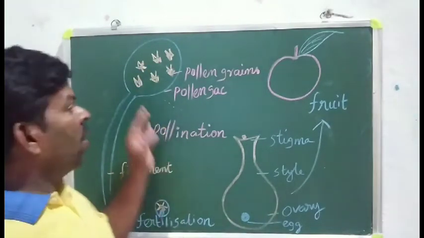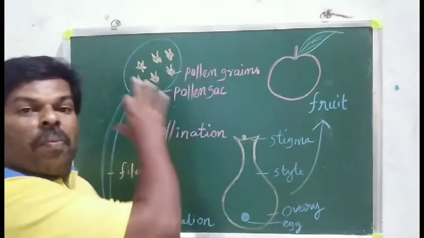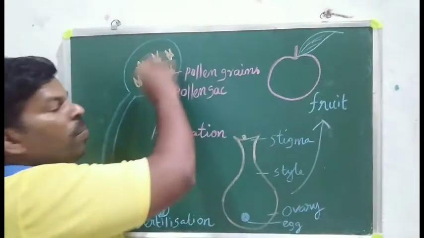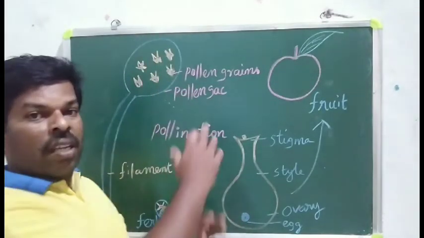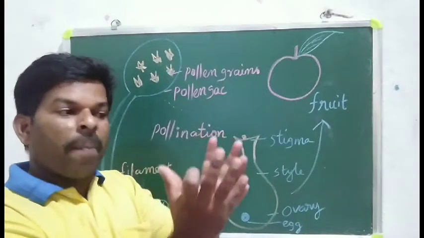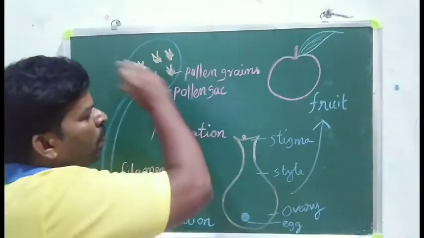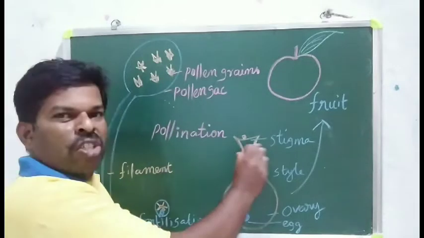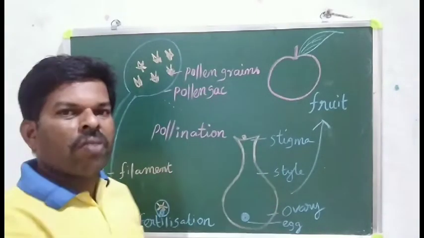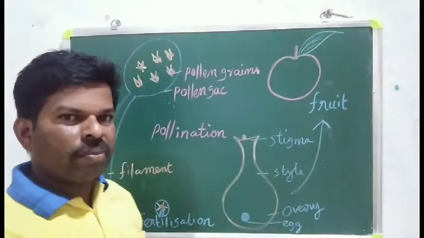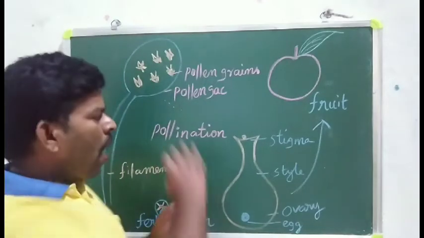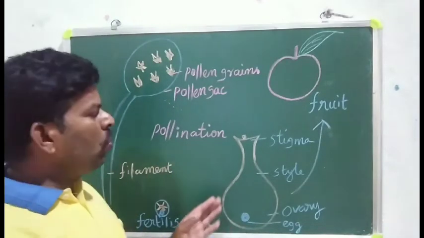Understand clearly. These are pollen grains. The pollen grains are in the pollen sac. The pollen sac is a pouch-like structure. The pouch-like structure bursts and releases spores. When the spores reach the stigma, the particular process is known as pollination. Okay, pollination.